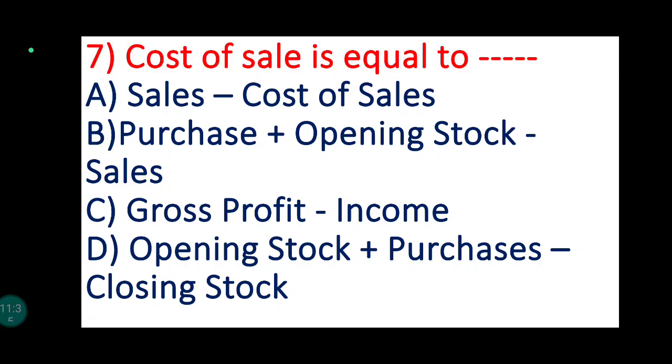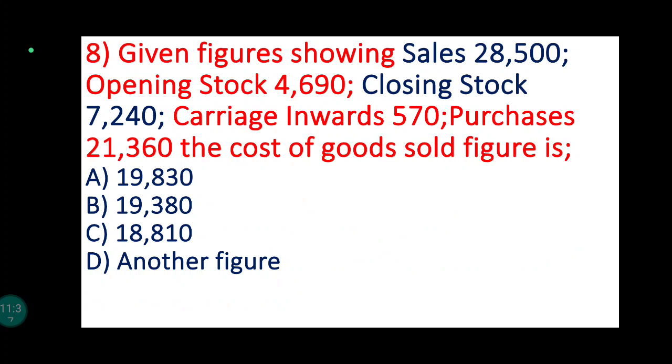Point number 8. Here one question is given, with figures showing sales 28,500, opening stock, closing stock, carriage inward and purchases. You are asked to find the amount of cost of goods sold, using the formula we just saw.